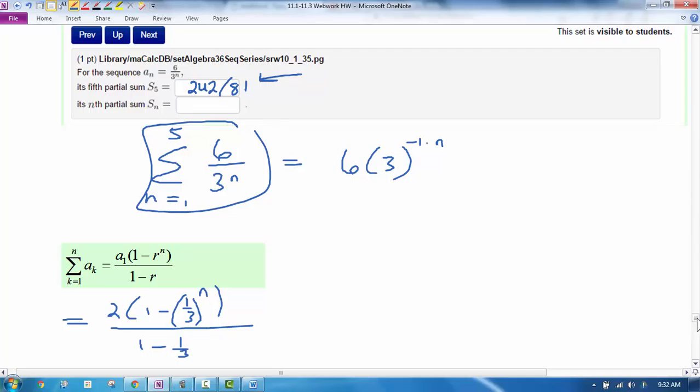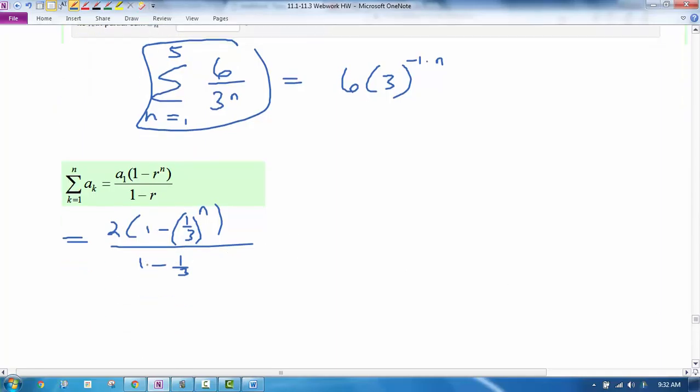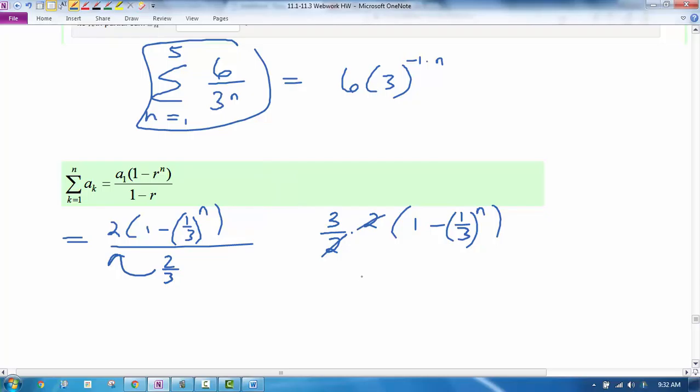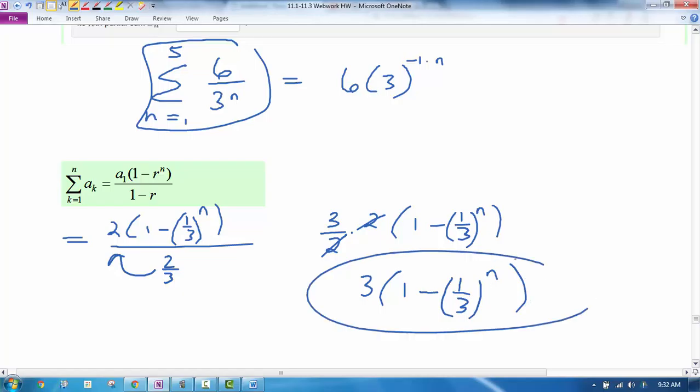But to simplify this now, in the bottom, I'm going to make this 3 over 3, so there'll be 2/3 here. Then I'll multiply by the reciprocal of that, so I'll multiply by 3 over 2 times 2 times this quantity, 1 minus 1/3 to the nth power. So the 2's cancel here. I get 3 times 1 minus 1/3 to the nth power, and that's probably how you're going to want to enter it in right there, but that should work.